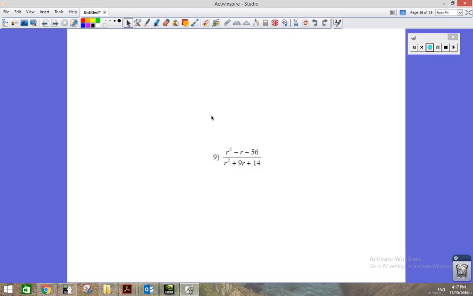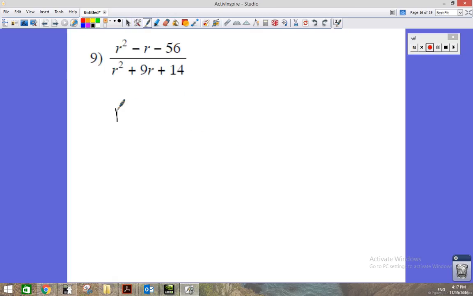About this next one. Again, I see a variable in the denominator, and again, I don't have any radicals, so I want to avoid it equaling 0. Well, I can't just look at this and figure out what values cause it to be 0. I have to either use the quadratic formula or see it in factored form to figure it out. So in factored form, two numbers that multiply to give me 14 but add up to 9 are 2 and 7. So I've got r plus 7, r plus 2.